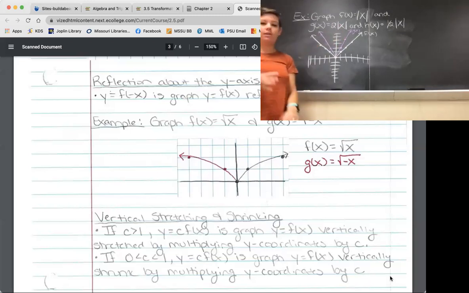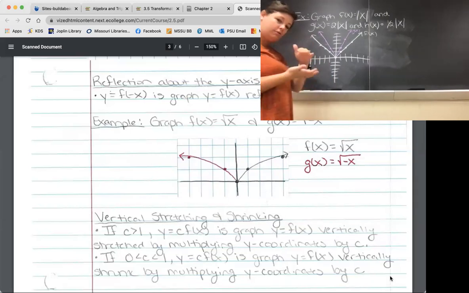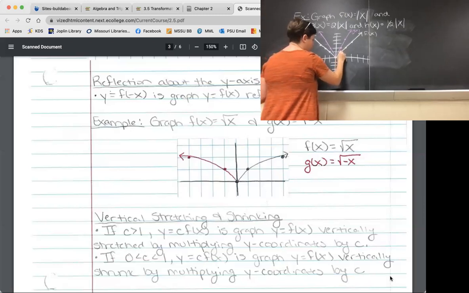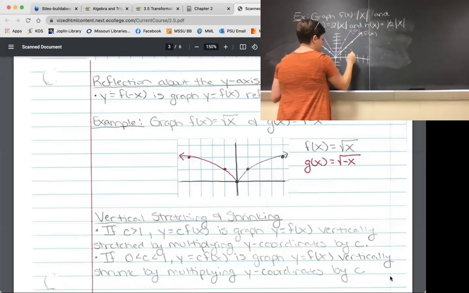Now h of x over there says 1/2 times the absolute value of x. So that 1/2 is between 0 and 1. What we're doing is taking all of our y values and multiplying them by 1/2, which is going to make them shrink vertically. So instead of having 1, 1, I now have 1, 1/2. Instead of 2, 2, I now have 2, 1. Instead of 3, 3, I have 3, 3/2, which is 1.5. And instead of 4, 4, I would have 4, 2.